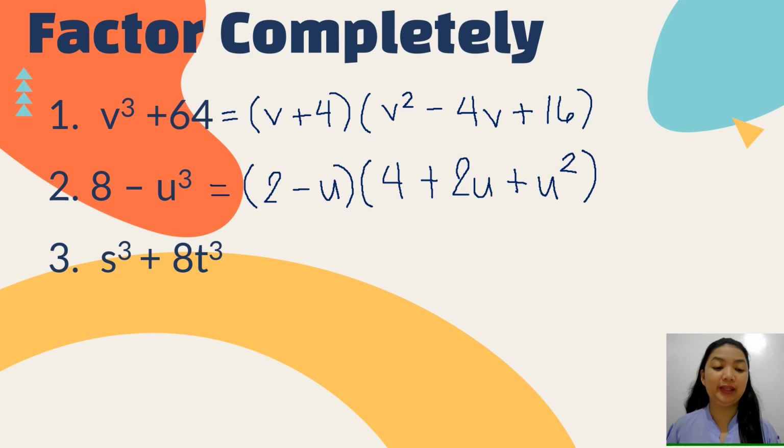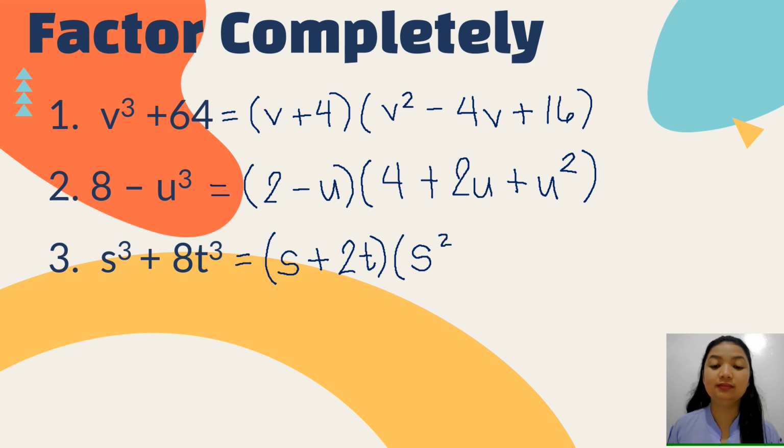For the third one, we have s cubed plus 8t cubed. So we get the cube root of s cubed, which is s, plus the cube root of 8t cubed, which is 2t. For our trinomial, square the first term. Yes, that is s squared. Change the sign. This must be negative. And then 2st, since we got this by multiplying s times 2t. And then lastly, we square 2t, which is 4t squared.